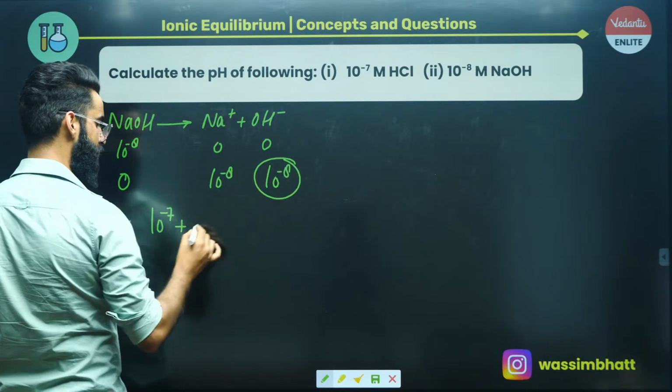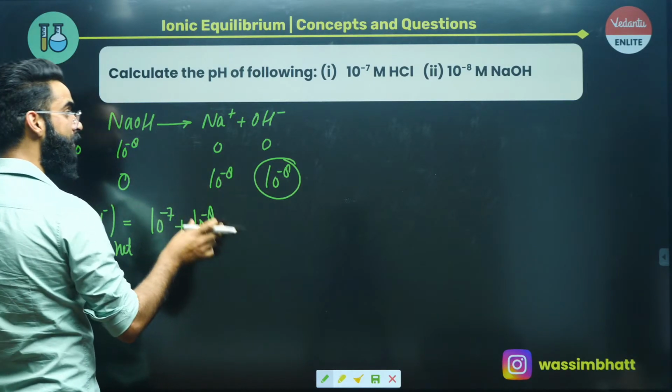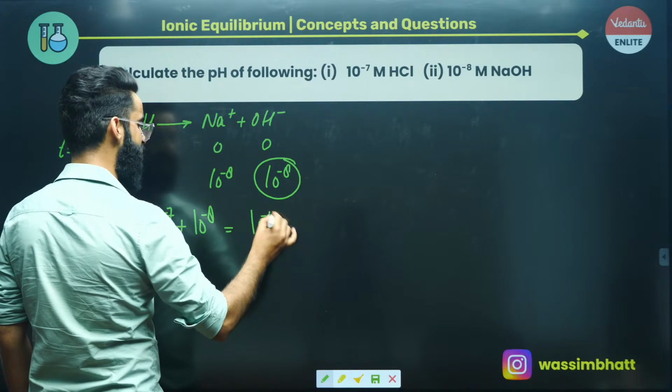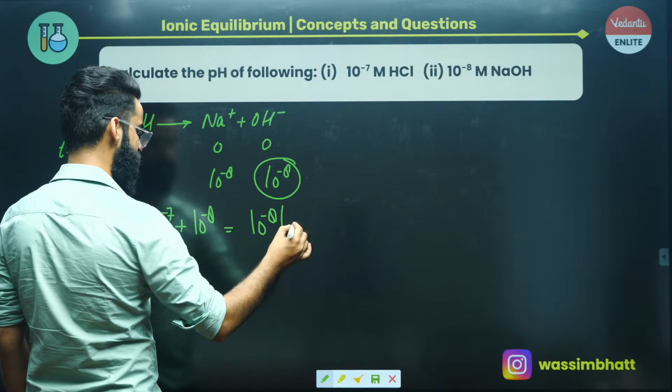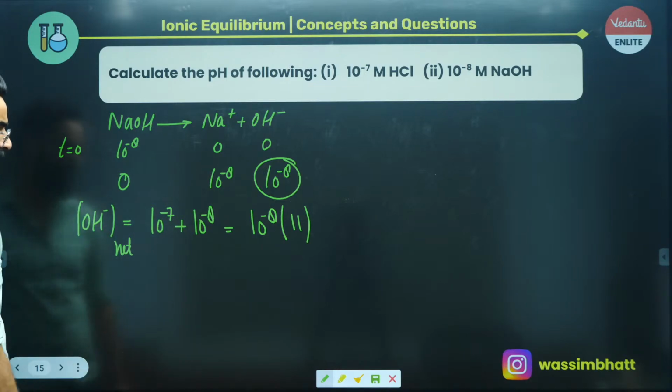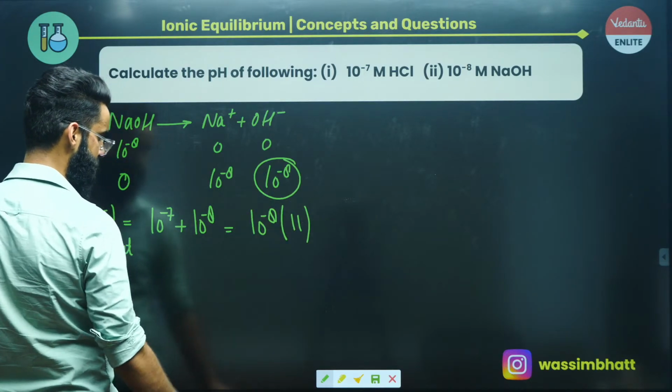Now there'll be 10 raised to the power minus 8 more OH negatives in the container, right? If you take 10 raised to the power minus 8 as common, it comes out to be 11 into 10 raised to the power minus 8. Perfect.